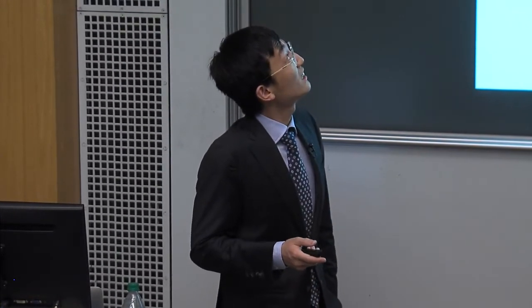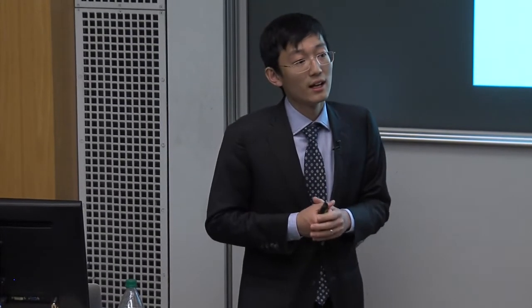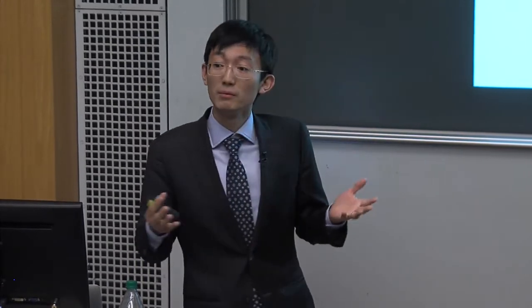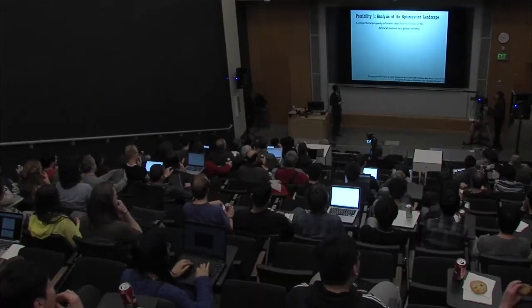So the first idea is that we can analyze the non-convex optimization via the analysis of the optimization landscape. It has been conjectured that many of the objective functions in machine learning have some nice geometrical properties that imply convergence to a global minimum. For example, one of them is all local minima are global minima. This has been conjectured in the context of neural networks by Kawaguchi et al.